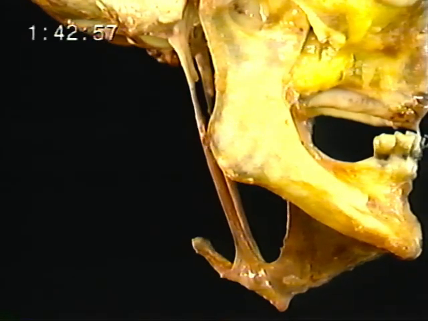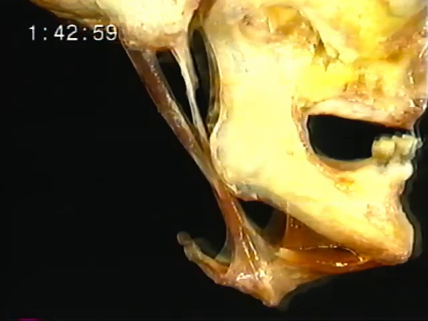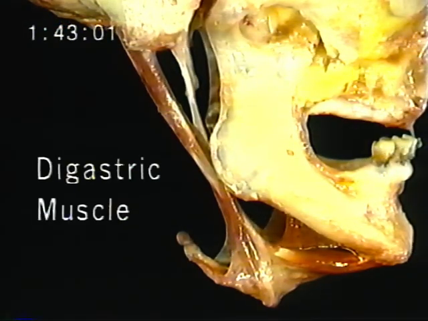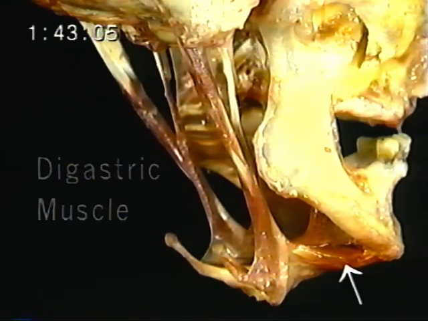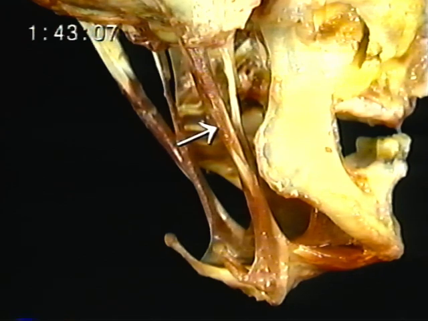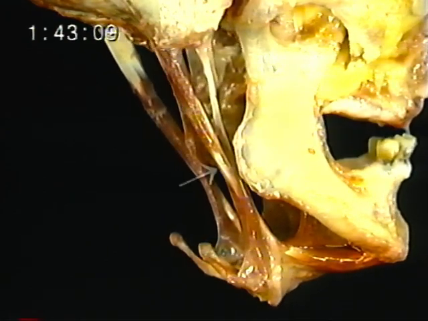Next we'll add the digastric muscle to the picture. Here it is. The digastric muscle is unusual in that it has 2 bellies, an anterior and a posterior, that are connected in the middle by a tendon.